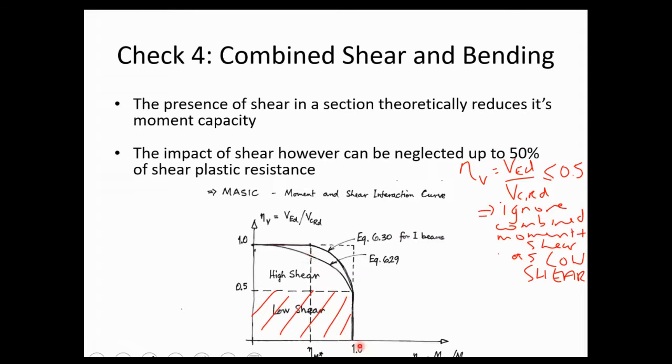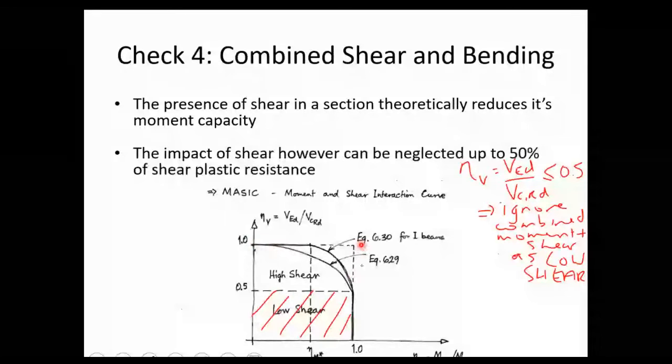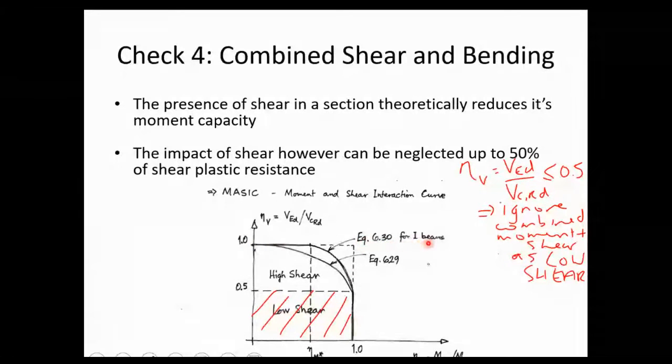Okay, and so on. As I start to go up to say 100% utilization ratio in shear, or towards 100% utilization, which I'll show you in a second in the code, that will describe this part of the curve here. But we have an alternative. We can use equation 6.30 for an I-beam, which is what we have designed here, and it gives us a better or a higher capacity if we use that one. But we have an option to use either 6.29 or 6.30.